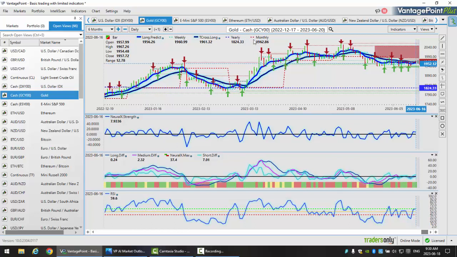But our T-cross long at 1961, we need a break of that level if we can start moving higher, which is the likely outcome going into next week, depending on if we get any more rhetoric coming out of the Fed.